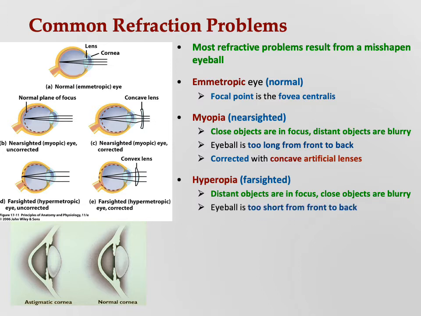In this case, notice in the lower portion of the illustration on the left, their eyeball is actually too short from front to back, so it's kind of like squished in the opposite way. And once again, you correct with convex artificial lenses. So myopia, you need concave lenses. Hyperopia, you need convex lenses. All right, either one is possible. It's not a big deal.